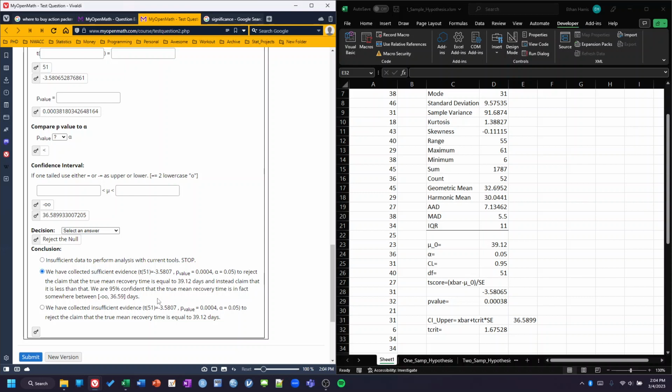So that's how we do it by hand. I will post another video to show how we can use some Excel templates to help speed up this process.